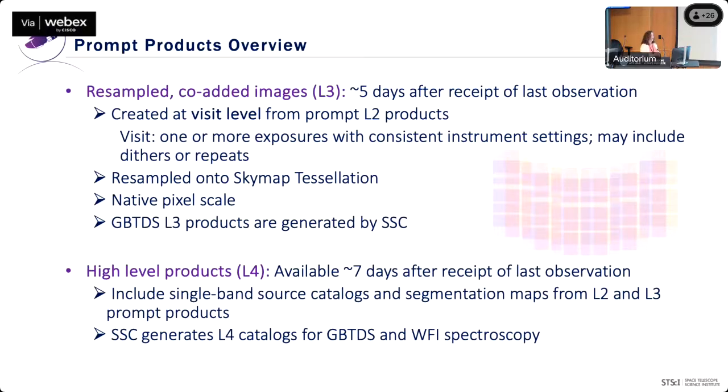Okay. The high-level products, the level 4, so source catalogs and segmentation maps that are associated with the level 2, the exposure level, and the mosaics that we create as prompt products, will also be available in the archive about 7 days after receipt of all the data that we need. They will have source catalogs, but only single band source catalogs. And this is for the prompt products. So this will be available right after we receive the data in the archive.